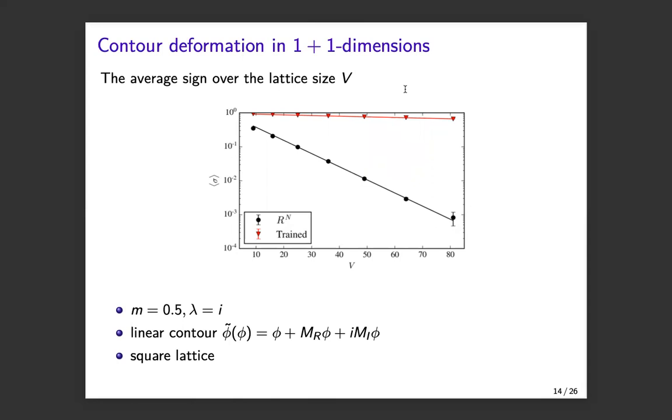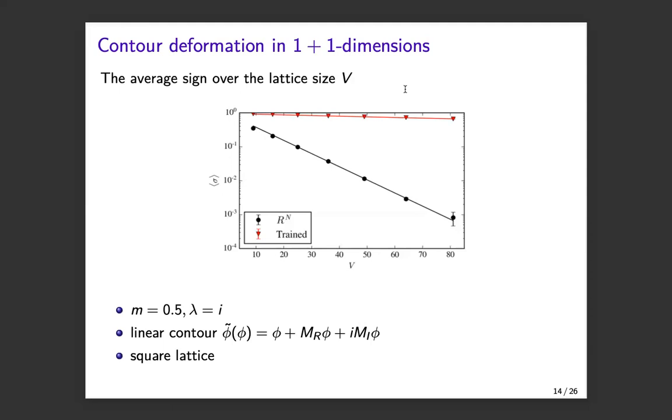But with this trained network, with only a linear contour. So I think in this case we use only the linear transformation of this network, of this contour, from the real axis linearly to the complex plane of phi. You could see that it's still a straight line, but overall the average sign was much better compared to this real plane. And yeah, we did a square price with this.